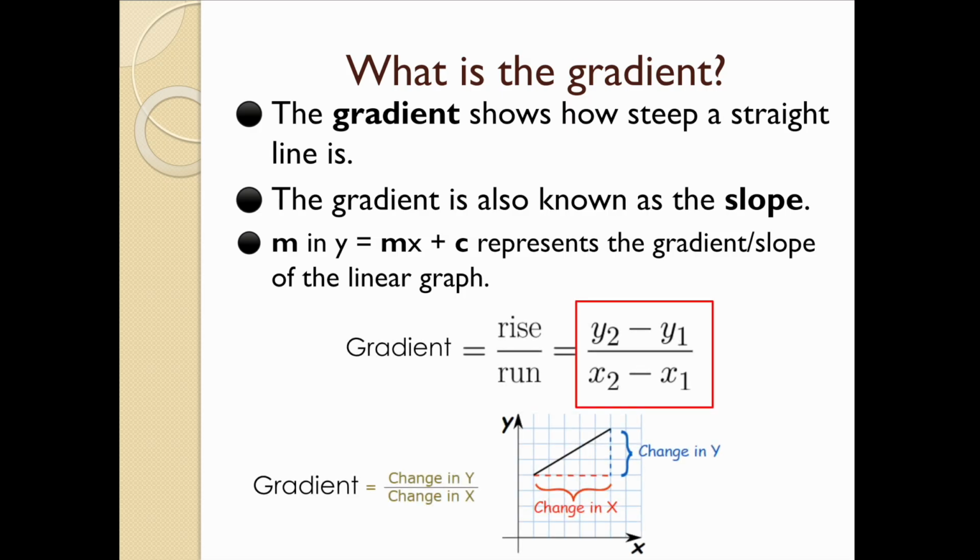So basically, the gradient represents the change in y. When we say change in y, we mean the difference between 2 points on the graph. So that's why we get y2 take away y1. That's a change in y.